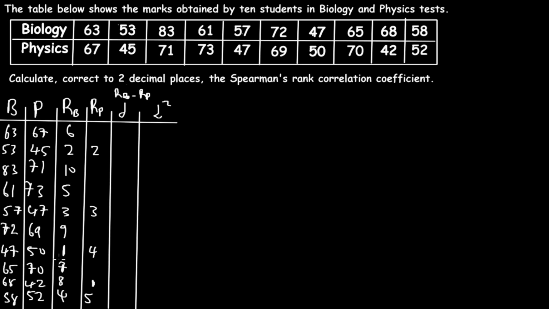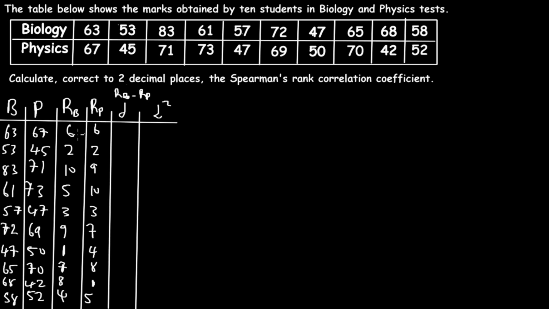After 52, we should have 67. That will be 6. And after 67, we should have 69. That will be 7. And after 69, we should have 70. That will be 8. After 70, we should have 71. That will be 9. After 71, we should have 73. That will be 10. Excellent. So we have been able to successfully rank the biology scores and the physics scores.